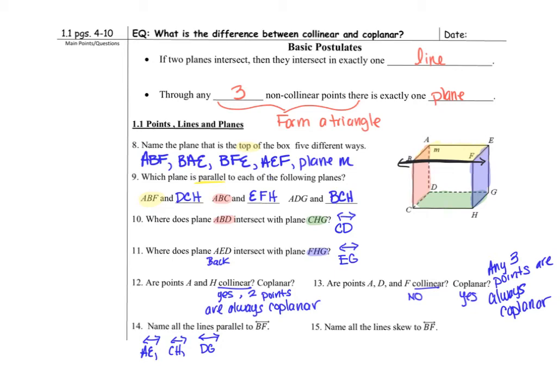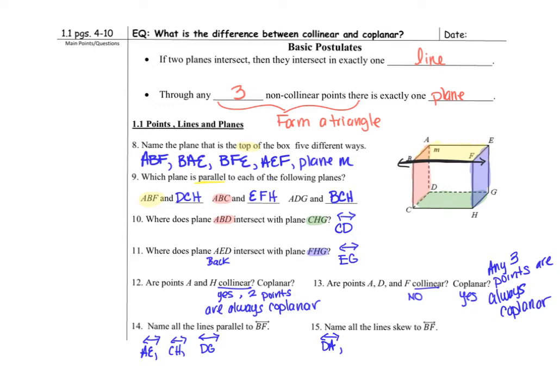So if we look at line DA, DA is all the way over here. And think about if you had a cube or a dice sitting in front of you, this line and line BF are never going to intersect, and they're definitely not parallel. So one of the lines that is skew to line BF is line DA.